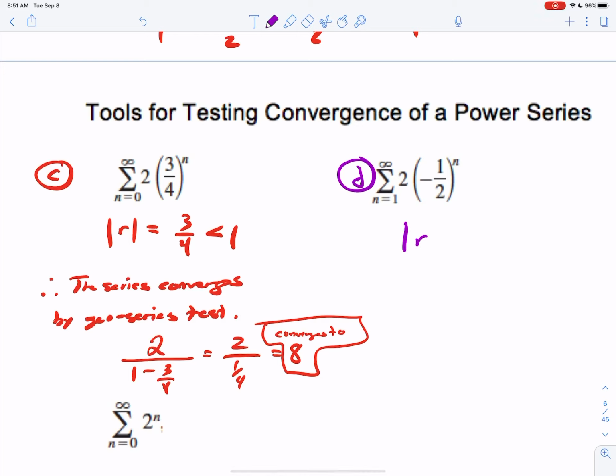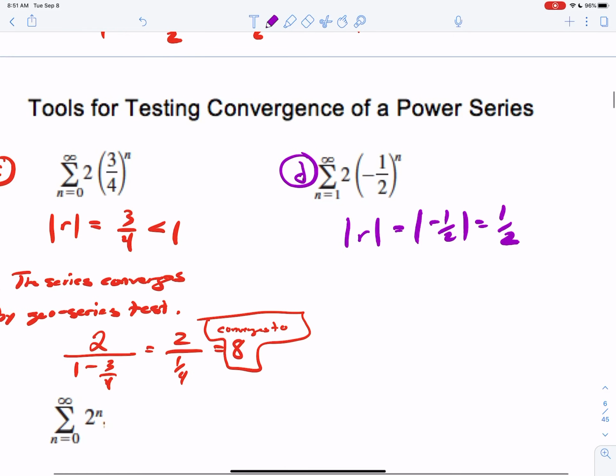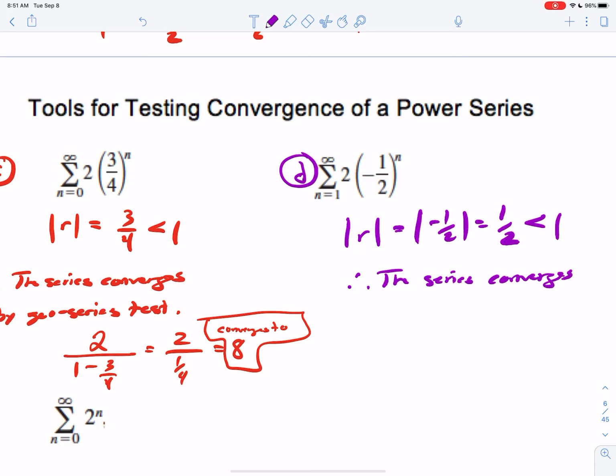So the absolute value of r is the absolute value of negative 1/2, which is 1/2, which is still definitely less than 1, okay? Side note, the divergence test, I ran it in my head. It doesn't work. It's inconclusive, okay? Because the absolute value of r is less than 1, I know the series will converge. The series converges by the geometric series test.